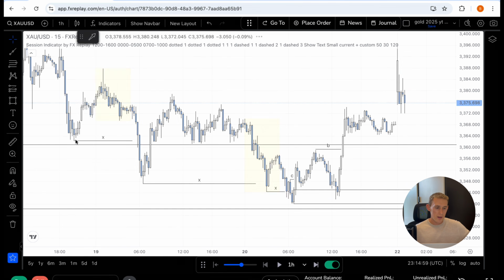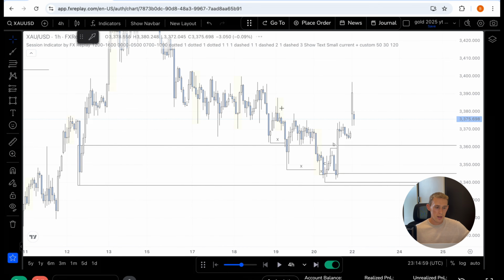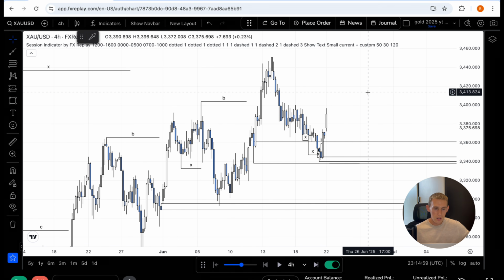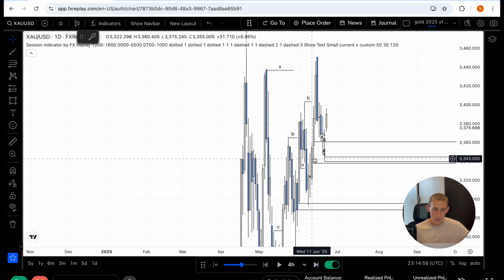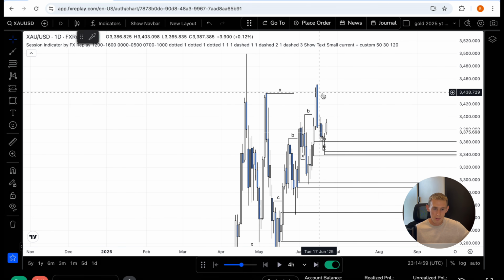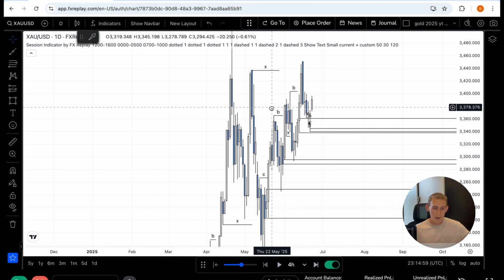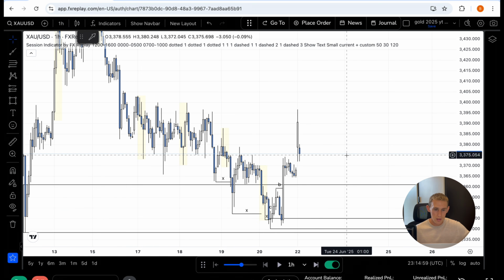Obviously, I could have got a better entry there, but we still made profit, so it doesn't really matter, to be honest. Yeah, so now just looking for some more continuations, essentially. It has tapped into that daily demand zone, so we could maybe see a push back up into these highs. That's what I would be looking for anyway. So let's see here what happens.